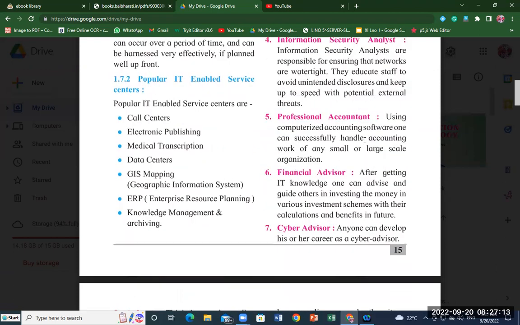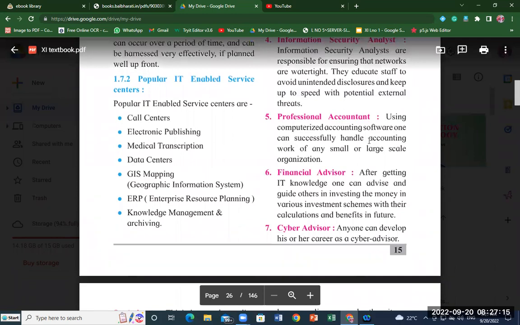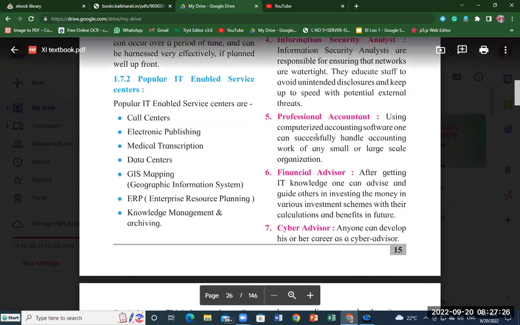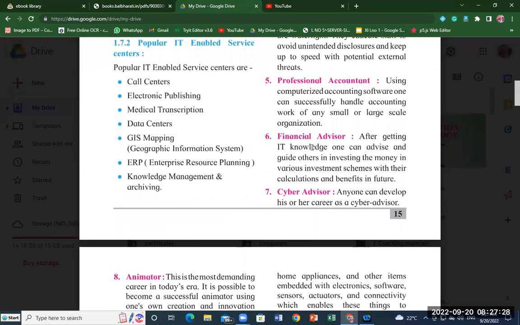Professional accountant. Using computerized accounting software, one can successfully handle accounting work of any small or large scale organization with the help of Tally. Okay, Tally is one of the accounting software. Financial advisor. After getting IT knowledge, one can advise and guide others in investing money in various investment schemes with their calculations and benefits in future.